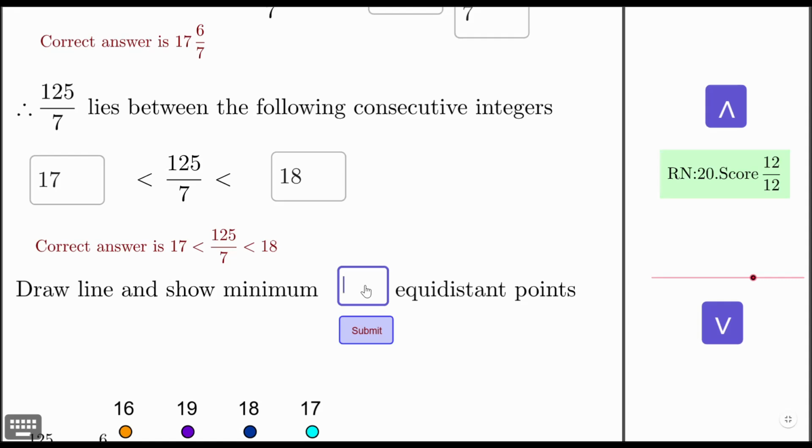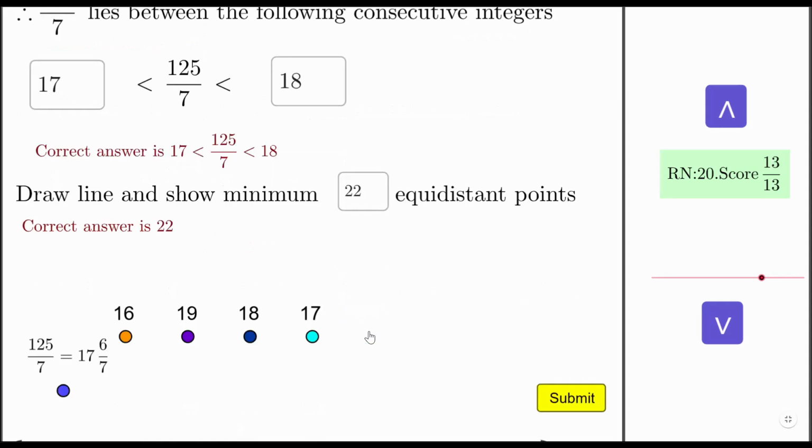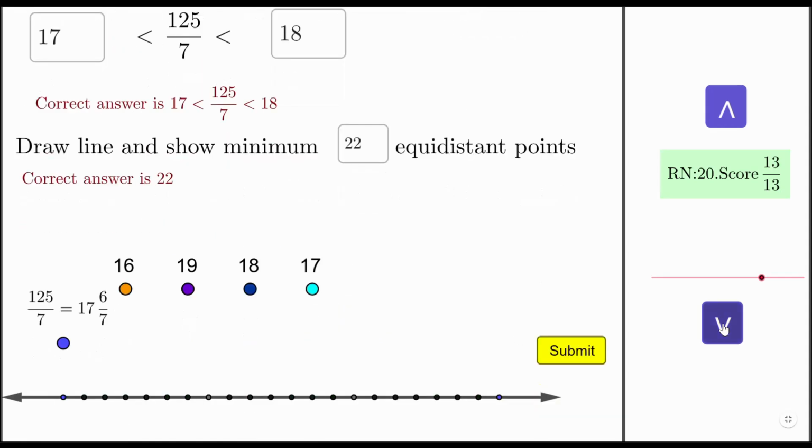So how many ticks are required? 7 into 3, that is 21 plus 1. 22 ticks are required, equidistant points. 22 equidistant points are required to show 125 upon 7 with numbers 16, 17, 18 and 19. So press the submit button and then press down.